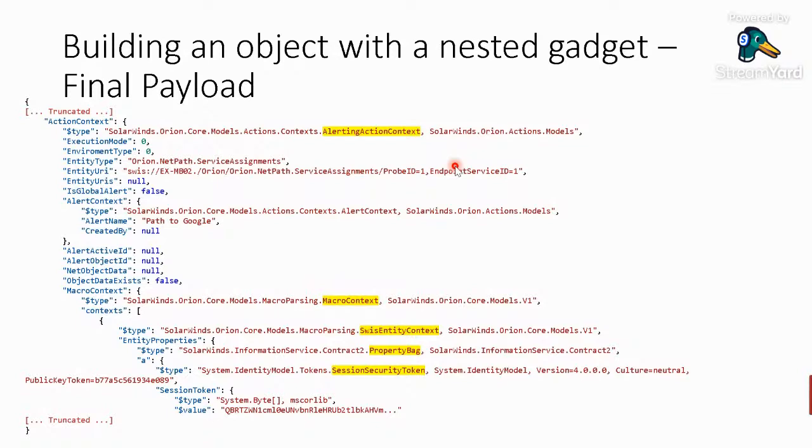I did truncate a bit of the beginning and ending, but you can see here the important parts, which are, okay, we have our AlertingActionContext. It inherits from the ActionContextBase. And inside we have a MacroContext. Inside we have a SwissEntityContext PropertyBag. And right inside that dictionary, we put our gadget, which is of type SessionSecurityToken, but I could have used any of the missing gadgets from the blacklist there. So yeah, it's using an allowed type and providing a malicious one inside one of the member properties there.